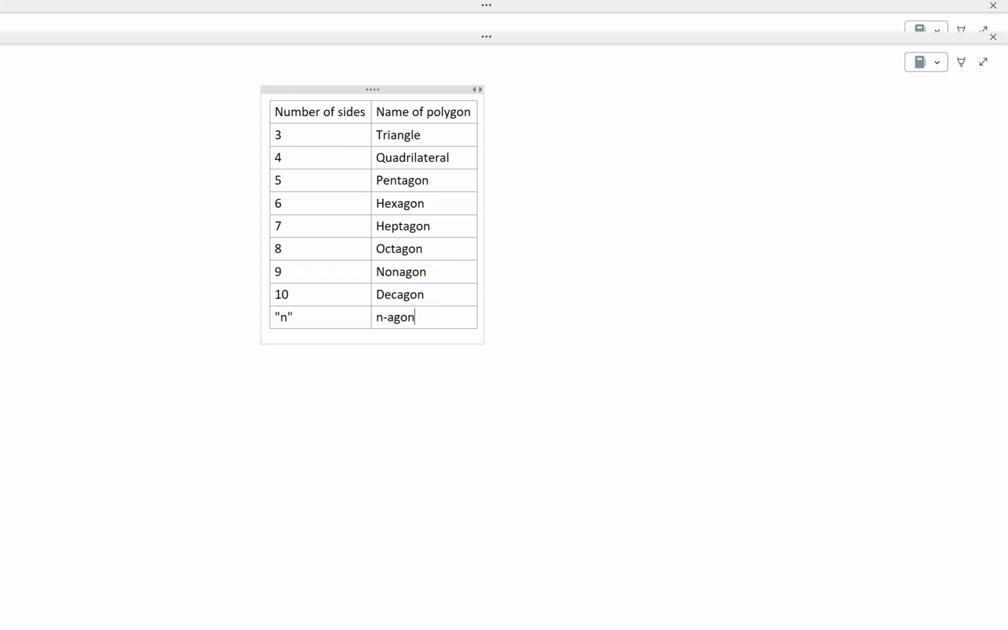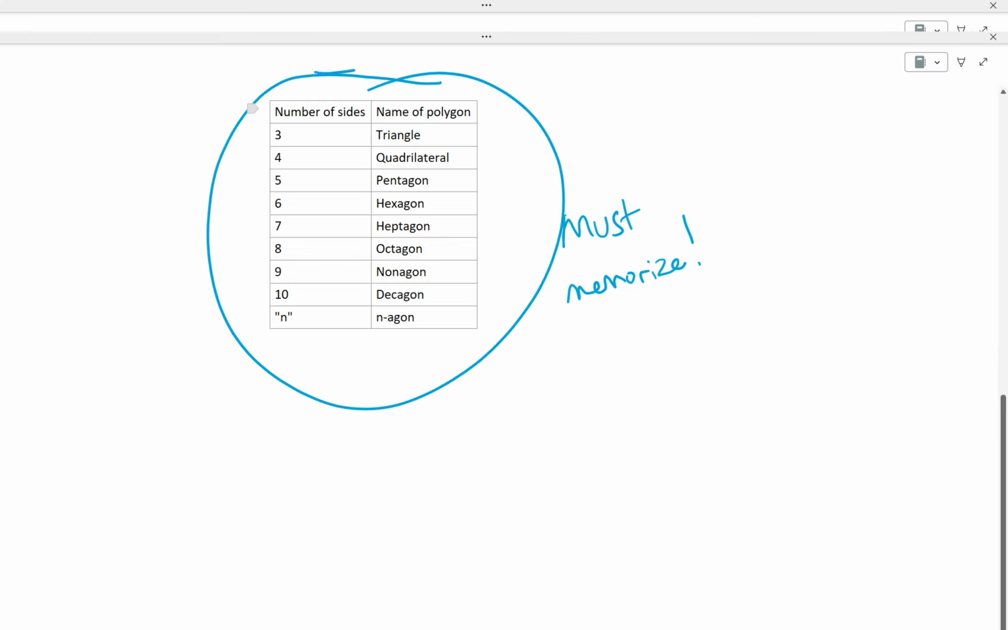Yeah, they all have these fun, trivial names. Cool. But after 10, you don't have to memorize it. But 10 or less, you must memorize. Make a big note here for you. Must memorize this table right here, right? And after we get to 11 or more, we just say whatever it is, agon.